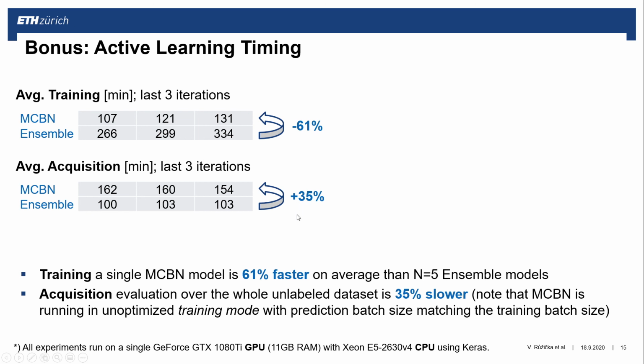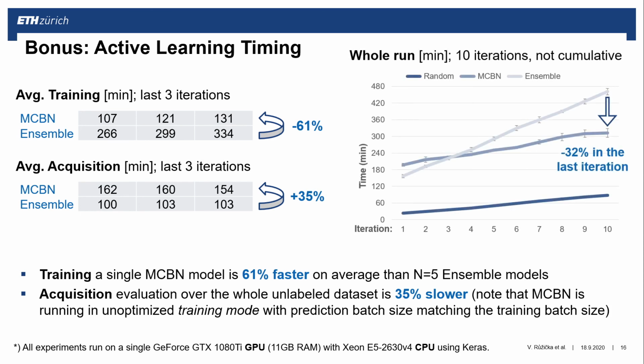And we believe that this is due to the fact that we are running in an unoptimized training mode, and we have to fix the prediction batch size to match the training batch size. Nonetheless, when this is put together, the whole run evaluation, the Monte Carlo batch normalization method soon overtakes the ensemble method in performance, and namely in the last iteration, it's roughly 32% faster.